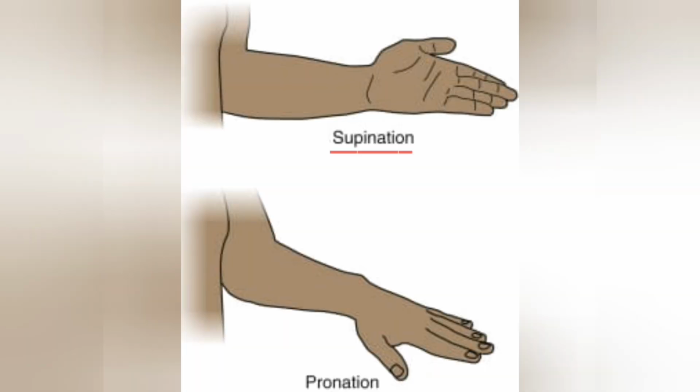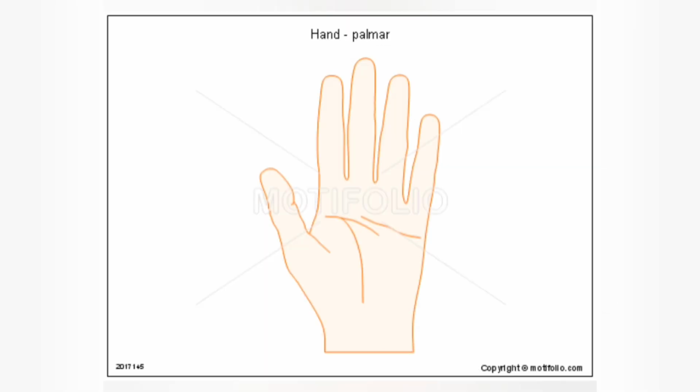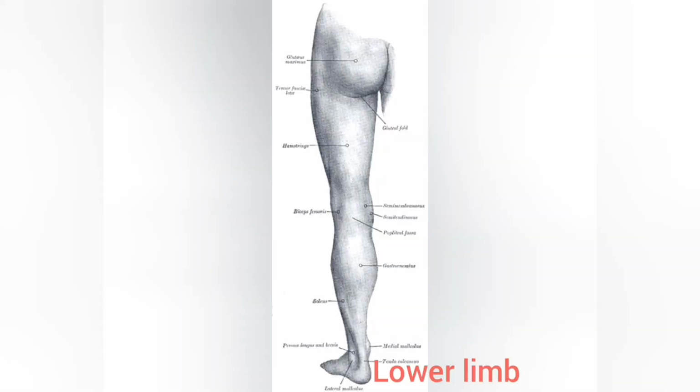Supination, body facing upward while lying. Pronation, body facing downward while lying. Palmar aspect is the front of the palm, and there is lateral flexion of the neck and trunk. The parts of the lower limb are the hip and buttock, the thigh, the leg, and the foot and toes.